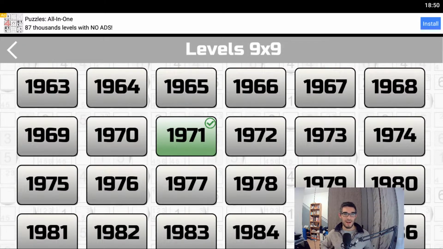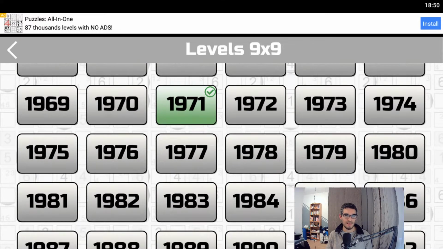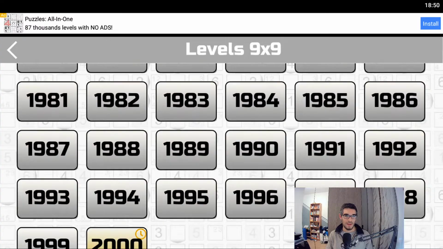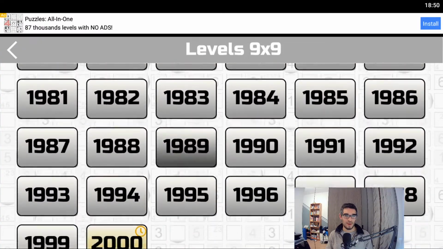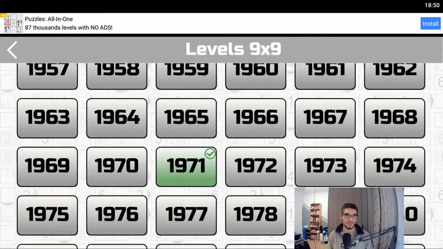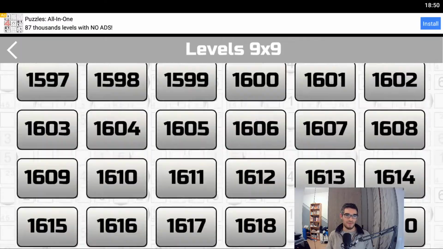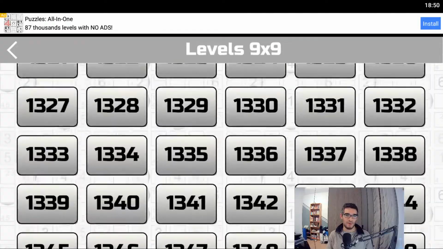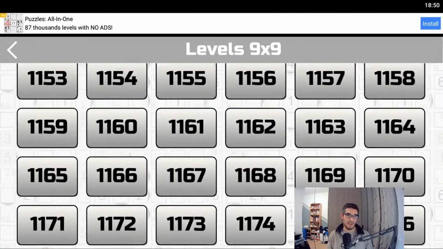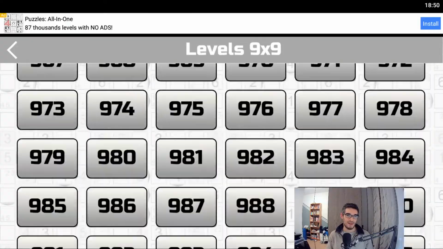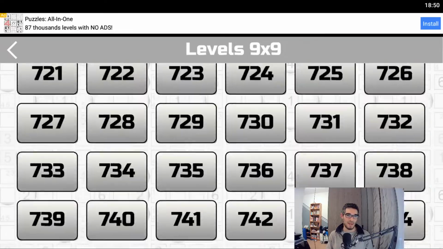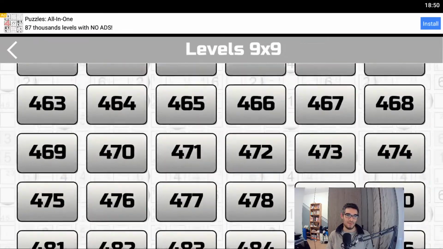So that was level 1971. As you could see, I had to do some guesses. Normally I do guesses to just speed up the process. But yeah, normally the closer you get to level 2000, the harder it is. Like if you go here to the very first levels, like level 1 or 10, it's easier. They give you more insight. They give you more numbers at the beginning, or they just make it easier.